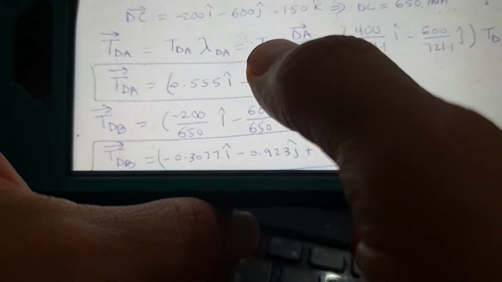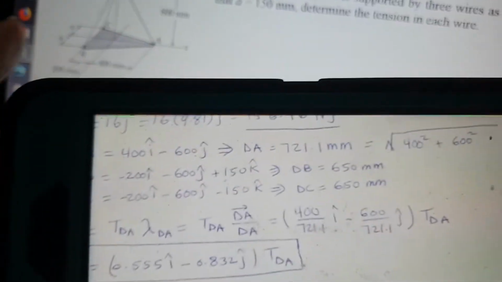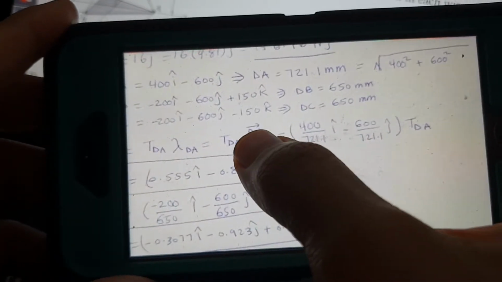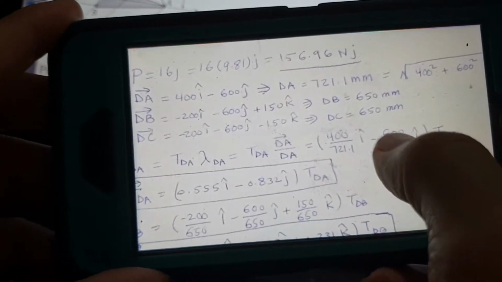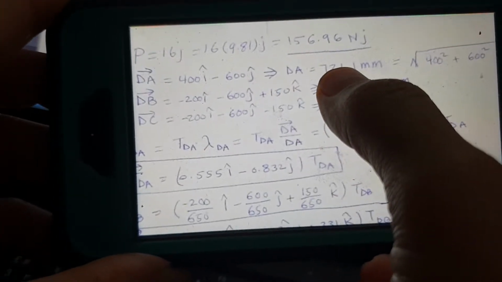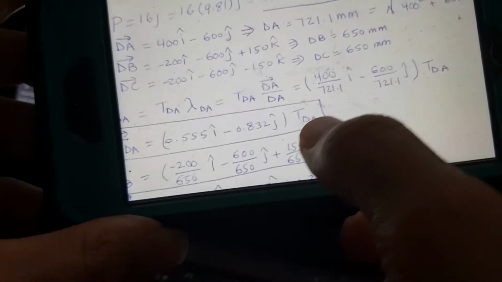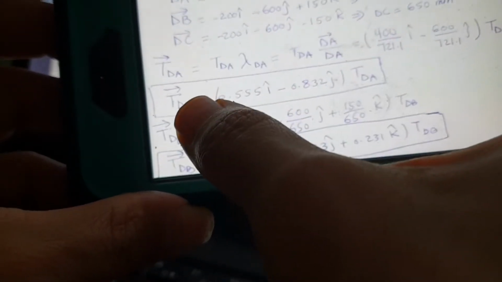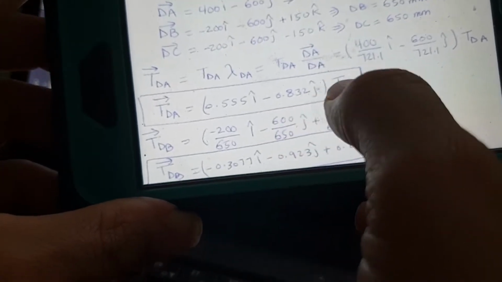Okay, so TDA, we put it like this. We put tension dA equal. What is the vector dA? 400I minus 600J. Divided by what? 721.1, each one of them, I and J, times the tension magnitude. So if you rearrange the equation, you will get tension dA in vector form: 0.555I minus 0.832J times TDA.